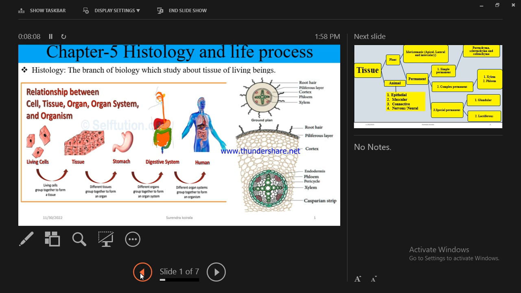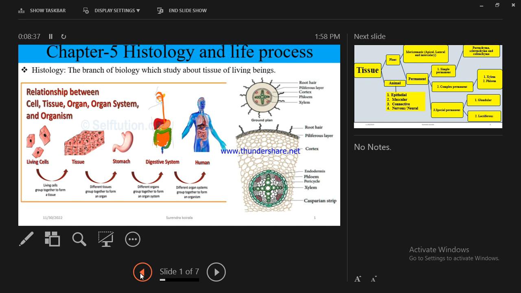So our entire body is also formed by different combinations of cells, tissues, organs, and systems, and finally the whole body is formed. Understand? Like that. Next, in the case of animals and plants, you can see here the dissection of a dicot plant.